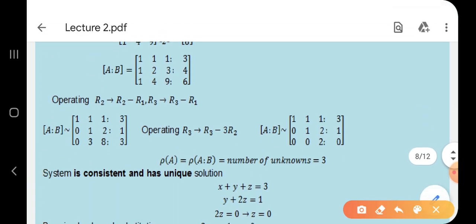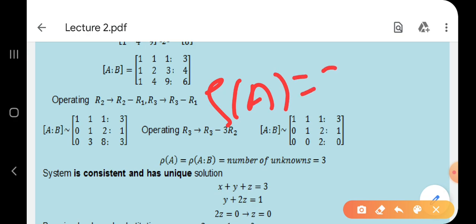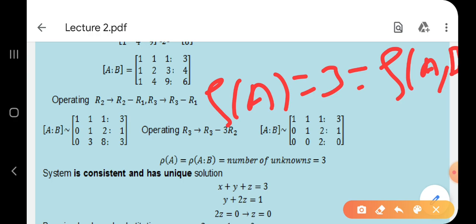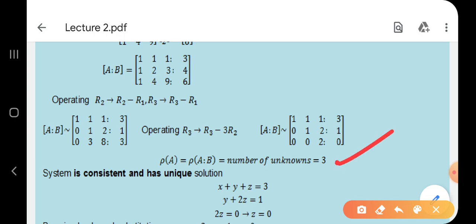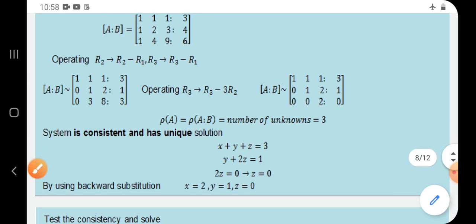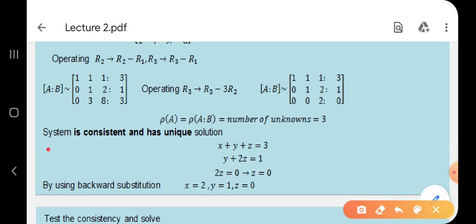So our system is consistent, but what is the rank? Rank of A is 3 and it is same as rank of AB, no doubt. Correct? But how many unknowns are there? X, Y, Z. It is 3. So rank of A is equal to rank of AB is equal to number of unknowns, means system has unique solution. So you have to write properly: system is consistent and it has unique solution.